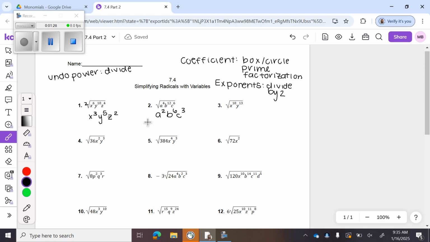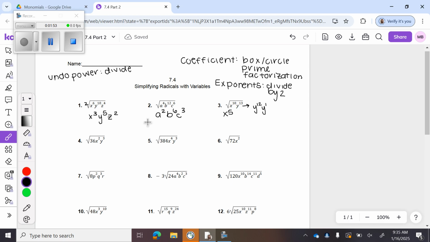Same thing on 3, we're going to divide by 2, so that's going to become x to the 5th. All right, but here's what's weird. If I divide 13 by 2, that's 6.5. I cannot have a fraction as a decimal as an exponent. So we're going to recreate this y to the 13th. We're going to go down to the next lowest even number. So the next lowest even number will be y to the 12th and make that y to the 1st.